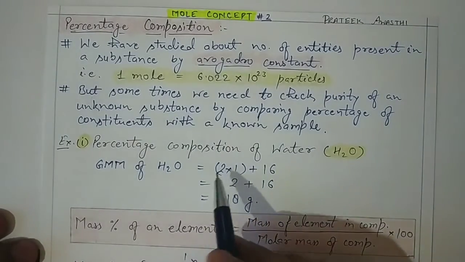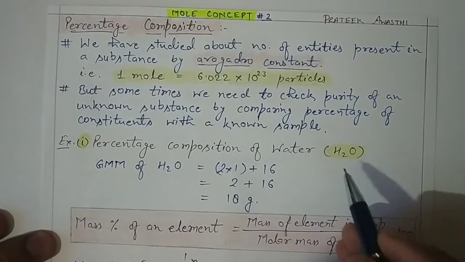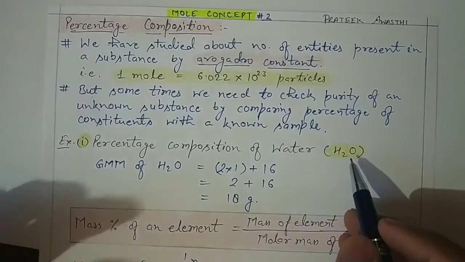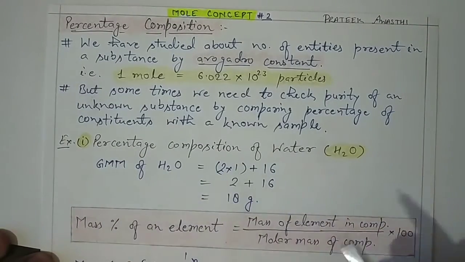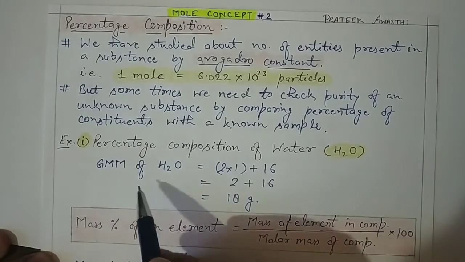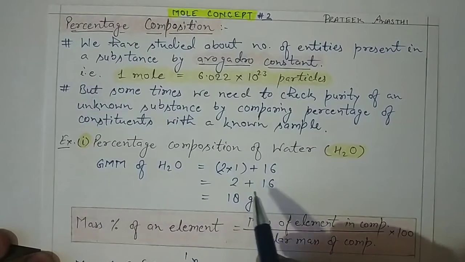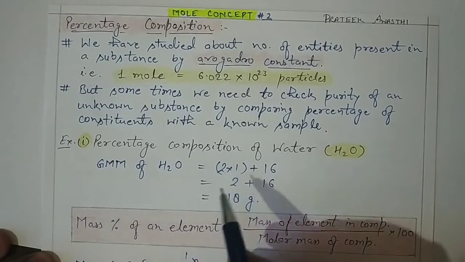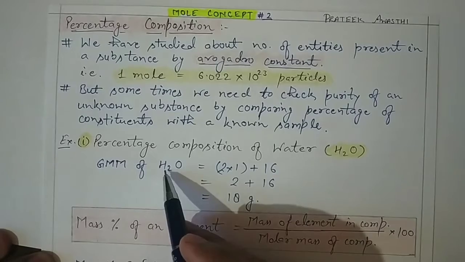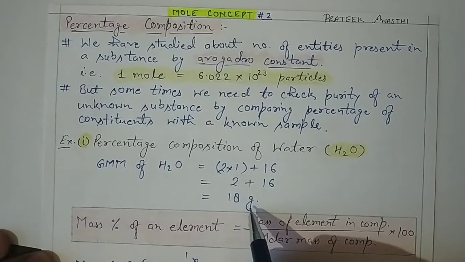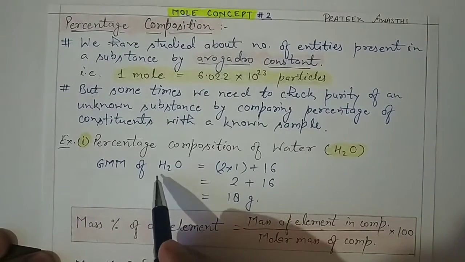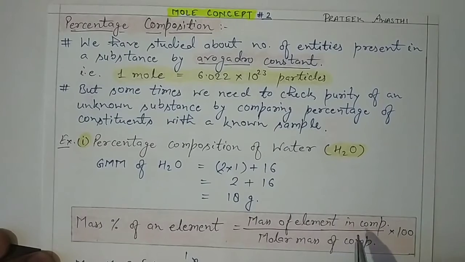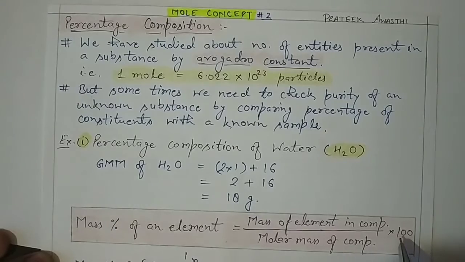Okay, for the percentage composition of water, for example, H2O, we know that water has the formula H2O. So the molecular mass or gram molecular mass, whatever we want to calculate, that we can find out. The gram molecular mass of H2O would be: hydrogen has 2 atoms here, and the atomic mass of hydrogen is 1, so 2 × 1 plus 16, that is 18 grams. So the mass percent of any element present in the given compound would be the mass of that element in the compound upon the molar mass of that compound, multiplied by 100.